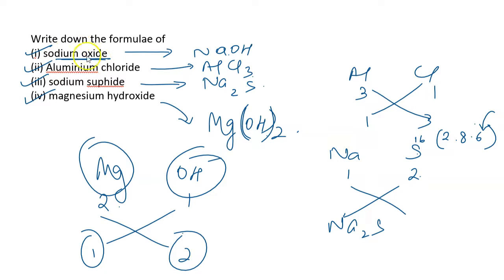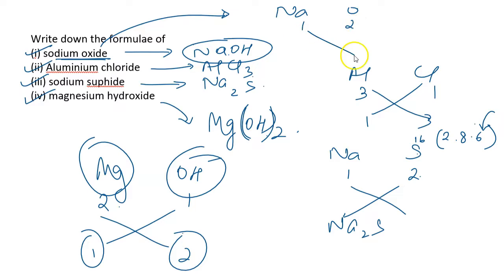This is sodium oxide. If it would have been sodium hydroxide, this would have been correct. So sodium oxide, so Na and O. Valency 1 and 2. Interchange, you will get Na2O. Na2O will be the formula for this first one, right? This is for sodium hydroxide, exactly.